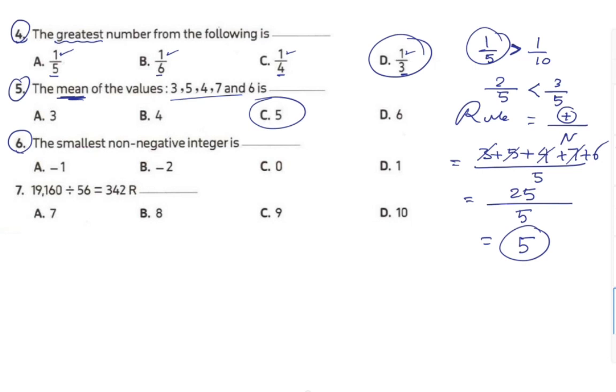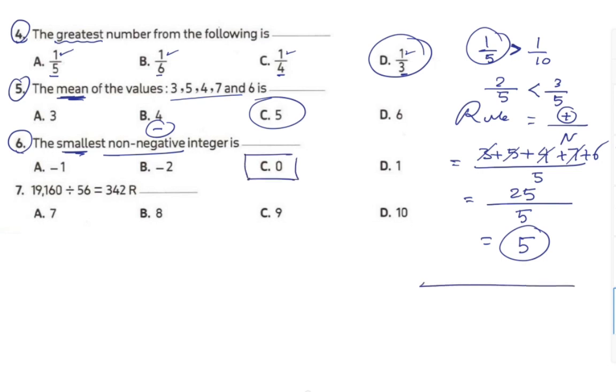Question number 6. The smallest non-negative integer. What? Non-negative. Negative means minus. Okay, non-negative means you have positive numbers and 0. Don't forget 0. 0 belongs to the group of natural numbers. So the smallest non-negative number, positive or 0? Of course, the smallest is 0.